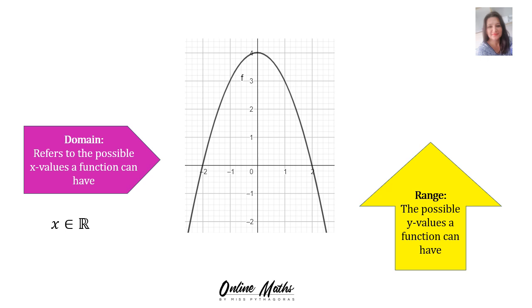And remember, we always read the range from the bottom upwards on the y-axis. Therefore, this parabola's range will be y is an element of negative infinity up to 4, and please note 4 is included. And remember, it's always the y-coordinate of the turning point.